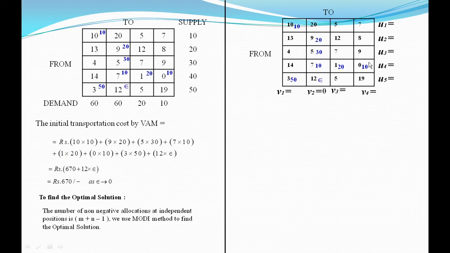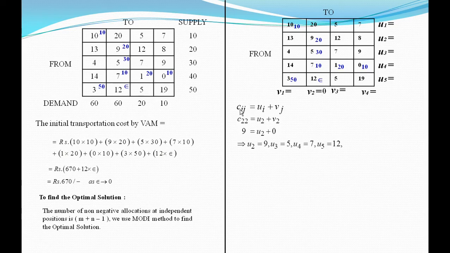Fourth column, we have only 1. So where do we have the maximum allocations? In the second column. So arbitrarily we take the v2 value as 0. After identifying that v2 is 0, we are going to make use of a formula.